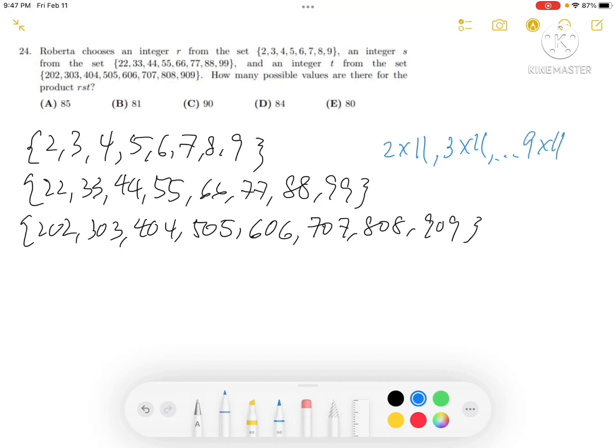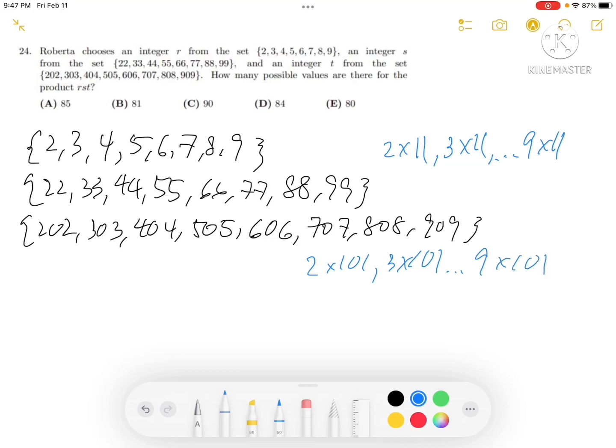Okay, now for our third set, we can actually find a similar pattern as well. 202 is just 2 times 101. 303 is just 3 times 101, and so on. We have 9 times 101.